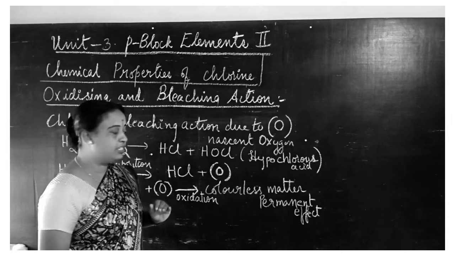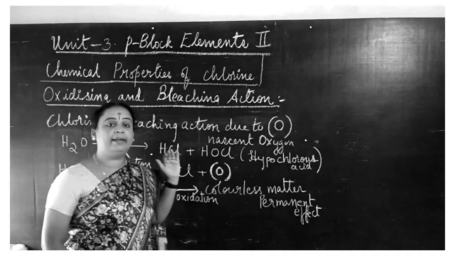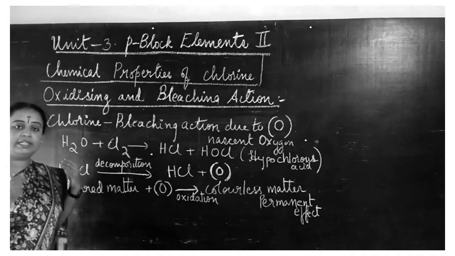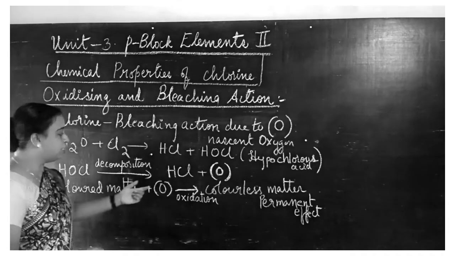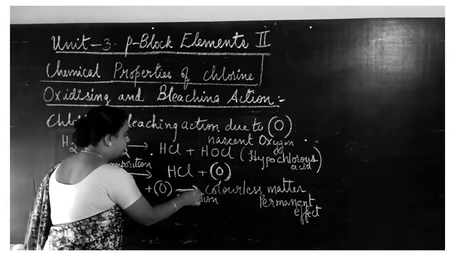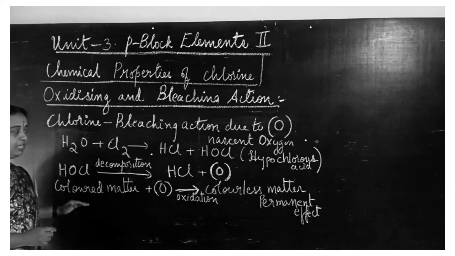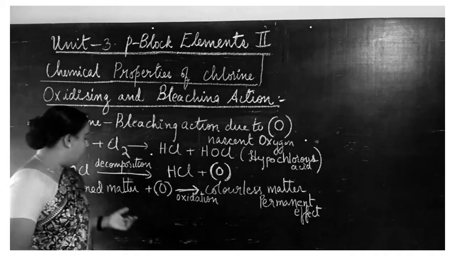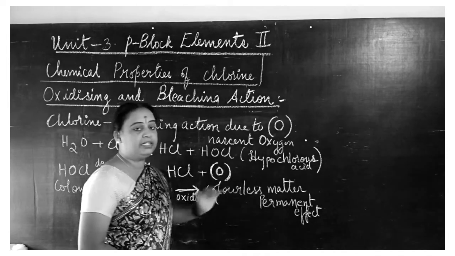Because it is a nascent oxygen atom, we represent it like this, in a bracket. This nascent oxygen is highly reactive. So what happens when a colored substance is exposed to this nascent oxygen present in the chlorine? The colored matter reacts with this nascent oxygen, oxidation takes place, and the colored substance is converted into colorless matter.